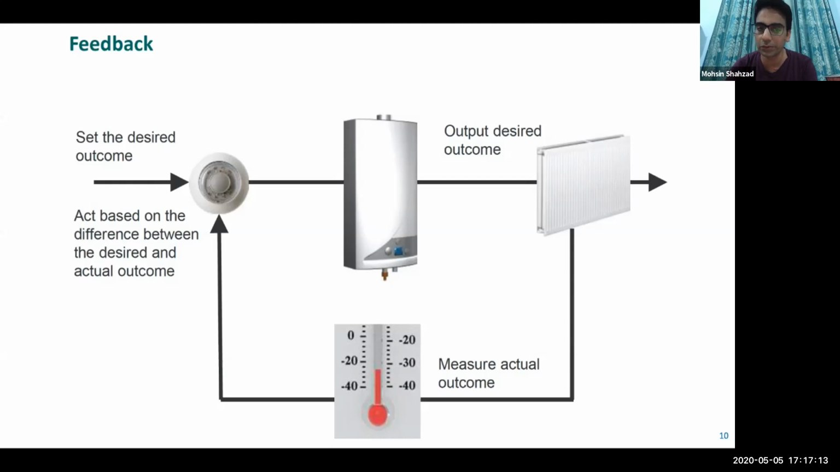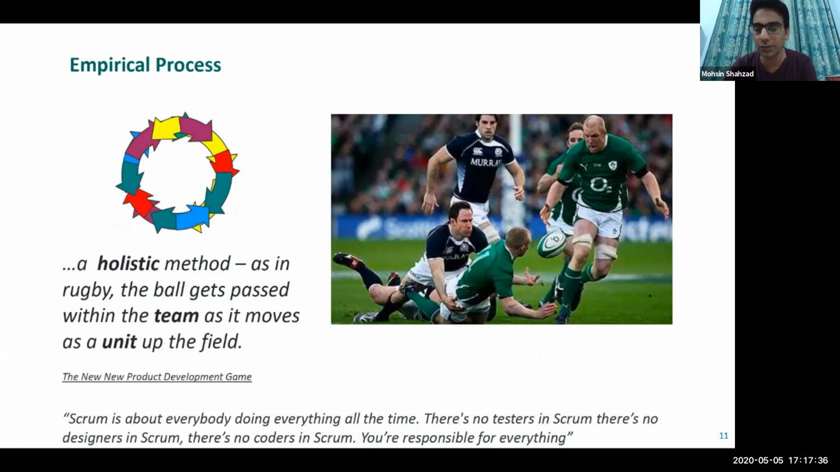This is a kind of feedback loop. You set the desired outcome, you measure the actual outcome, what you are actually feeling, and according to that, you again adjust the temperature. So this same theory has been used in Scrum. Empirical processes, instead of the waterfall approach where we always have to go back to the planning, to the execution, this is actually a holistic method, as in rugby. The ball gets passed within the team as it moves as a unit up the field.